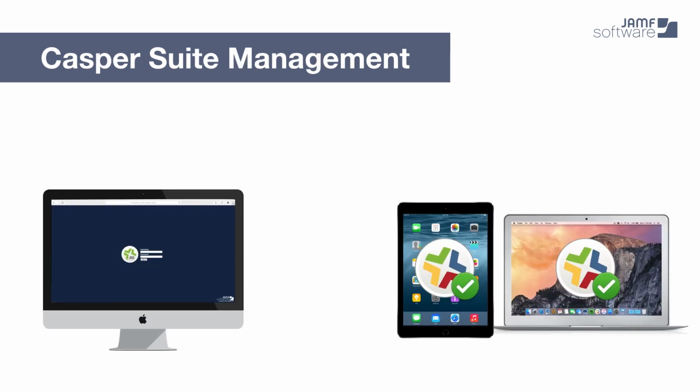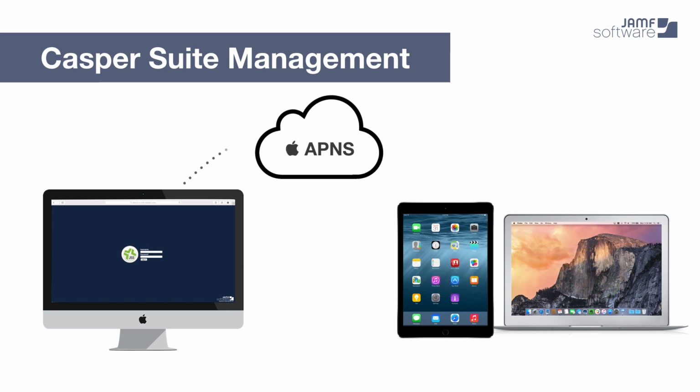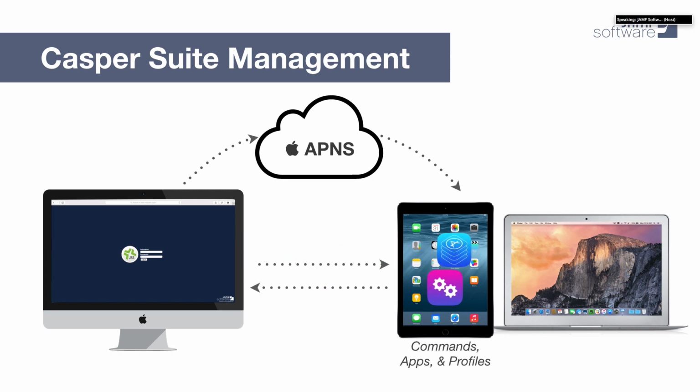So now that our devices are enrolled in the Casper Suite, whenever you send commands to them, the JSS talks to Apple's Push Notification Server, or APNS for short. This APNS server maintains a constant connection to your Apple devices, so you don't have to. iPads communicate back to the JSS and receive commands, applications, and configuration profiles that you send to it. This is really Apple's architecture for mobile device management, known as MDM. And this can work on the Mac as well.